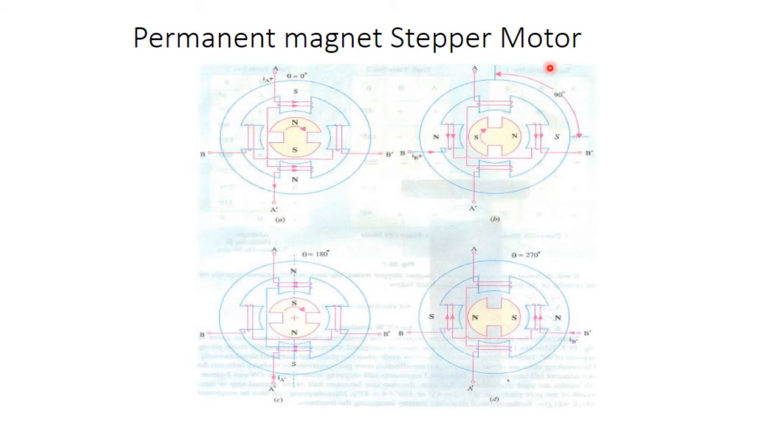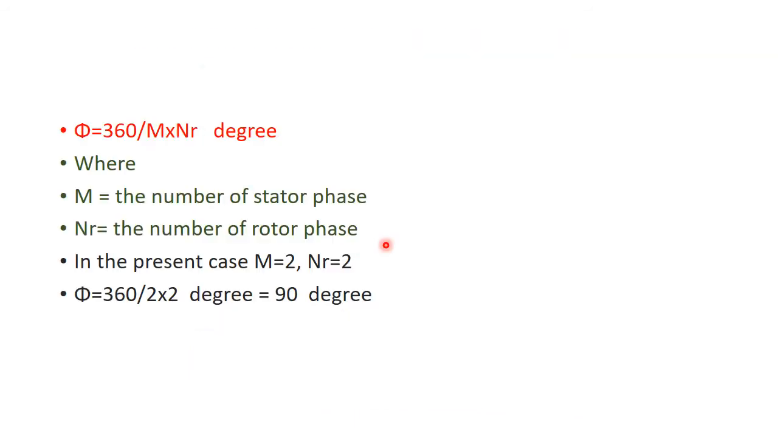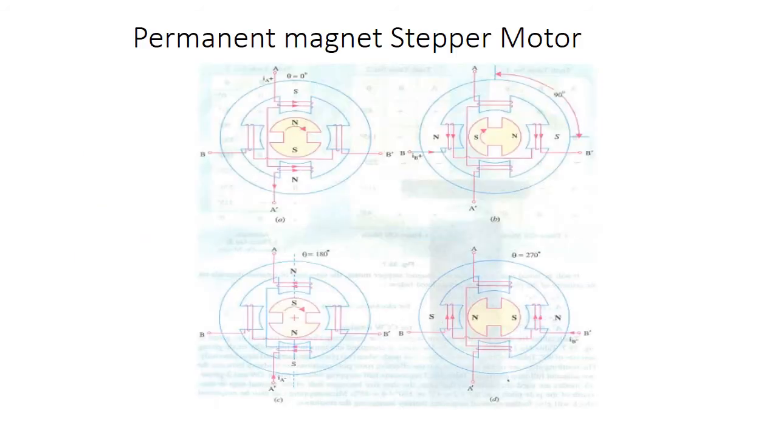So this is permanent magnet stepper motor. You can just see how many phases we have here. You can just check it. So A, A dash 1, B, B dash 2. So your stator phase is 2 and rotor is 1, 2. So your M is 2, N is also 2. Substitute it in the formula, you get it as 90. For each electrical pulse, the rotor will take an angle of 90 degree. That is the meaning of it.